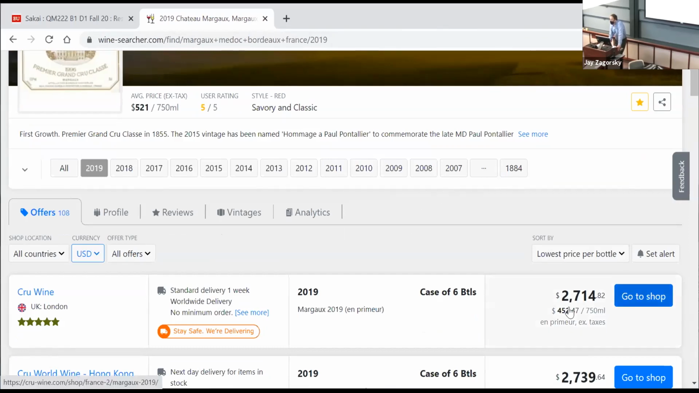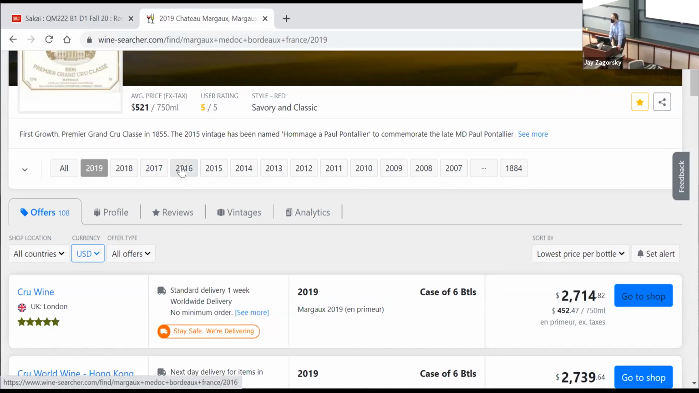And what you can see is right now the big number here, 2,714, is for 6 bottles, but right below it says 452. So the cheapest bottle of wine that Wine Searcher can find anywhere in the world is $452 for a bottle of wine that's 1 year old. All right, a little bit more expensive than $2 Chuck. But remember that, 452.